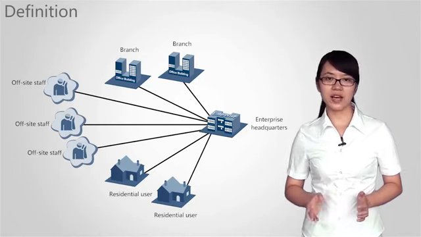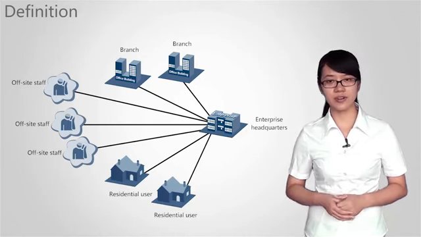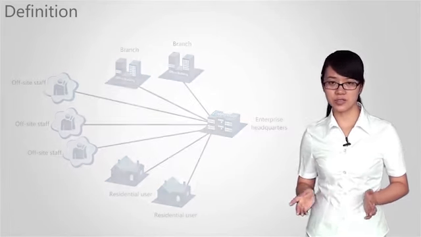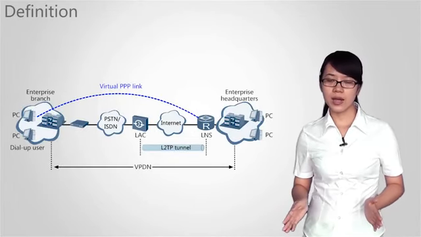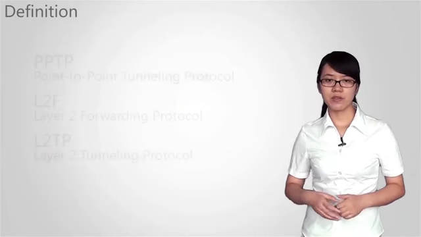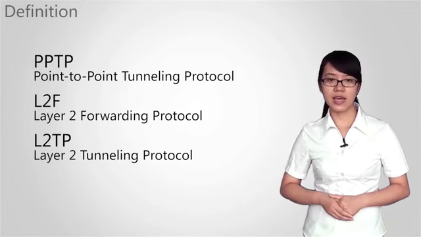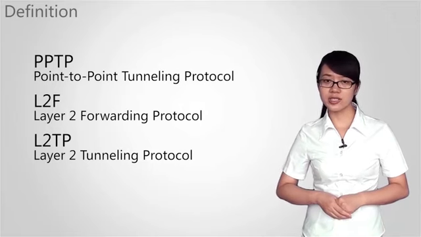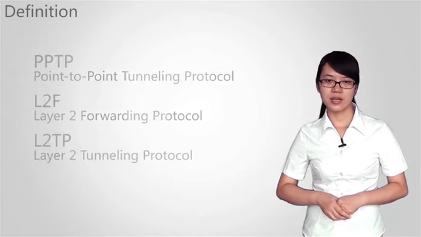To make full use of the PSTN or ISDN and make it easy for users at different locations to access a headquarters network, VPDN is used. VPDN establishes a virtual and directly connected link between remote users and headquarters. VPDN often uses PPTP, L2F, and L2TP. L2TP integrates advantages of PPTP and L2F and is widely used.